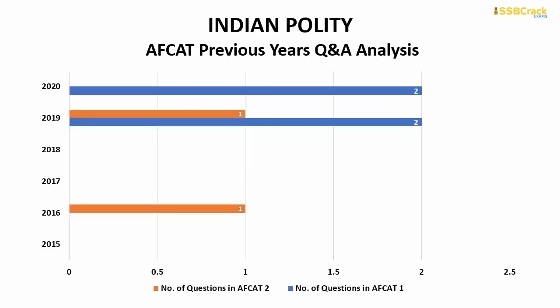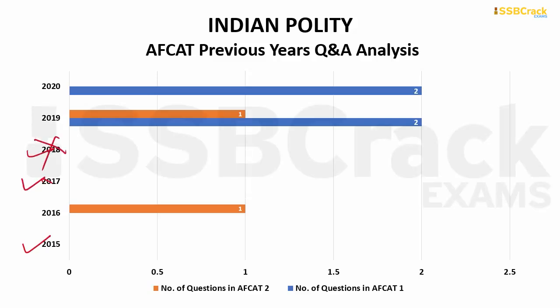Now the next one in the list, we have Indian polity. Now from Indian polity there are not many specific questions which are asked over the years. So if you start from 2015, there were no questions asked in the year 2015, both in 1 and 2 examination. Similarly for 2017 and 18, so no questions were asked from Indian polity in the year 2015, 17 and 18. Only one question in AFCAT 2 in 2016, and then we have 1 or 2 questions from 2019 AFCAT 1 paper, right?